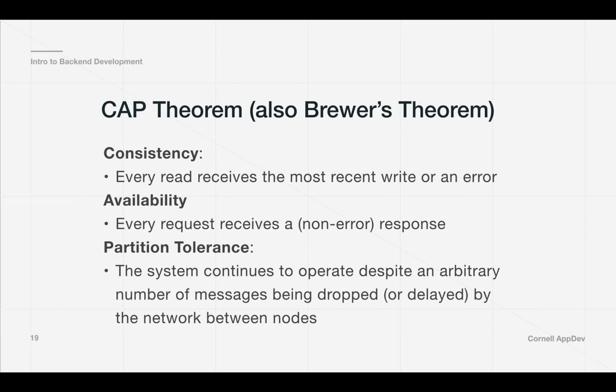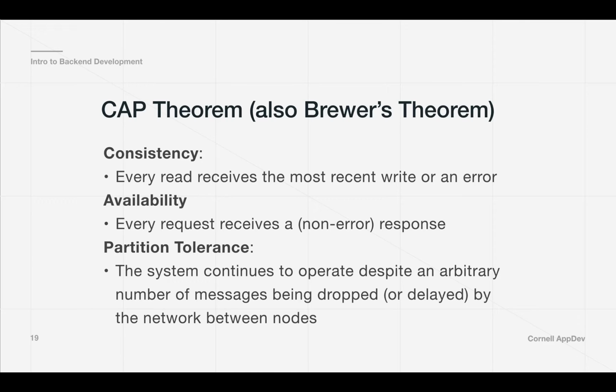And then there's partition tolerance, and we're going to get into partitioning a little later. But basically, the system should operate whether or not an arbitrary number of messages are dropped. So let's say we have a distributed database that runs on 10 different servers. If one of those servers goes down, the system should continue to operate. There should be no system outage across everything.